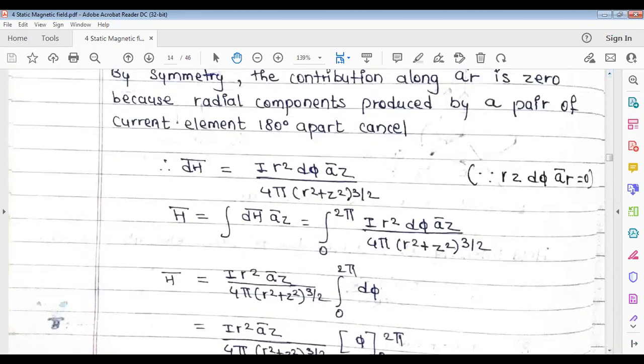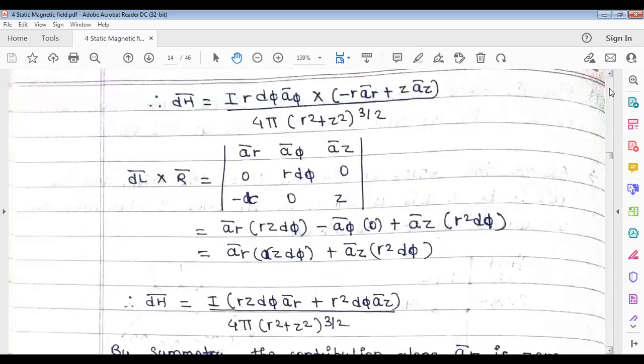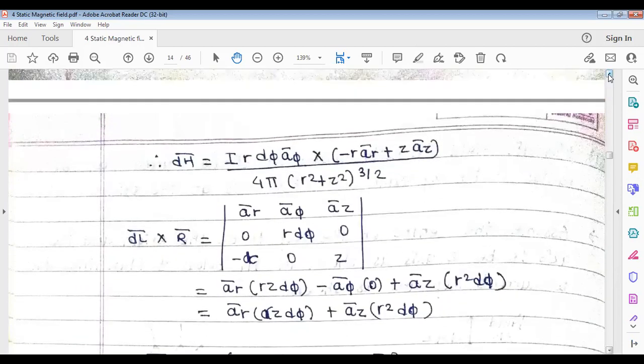So, for this cross product, you just write down here in your notebook a bar r, a bar phi, and a bar z. Okay, and go in clockwise direction. So when you are going in clockwise direction, what is the cross product of a bar r and a bar phi? A bar r cross a bar phi?